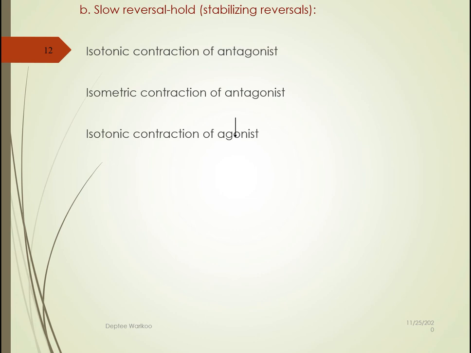Okay, so isotonic contraction of antagonist, then isometric contraction of antagonist, and then isotonic contraction of the agonist. This is one of the several techniques used to enhance dynamic stability, particularly in proximal muscle groups. So, it is very helpful in maintaining the stability.